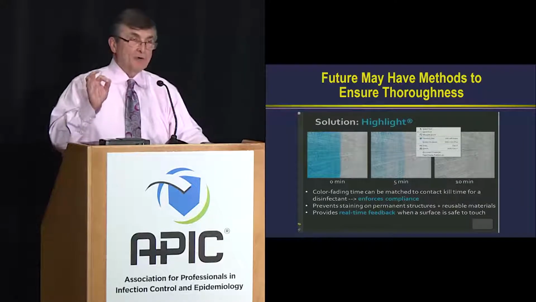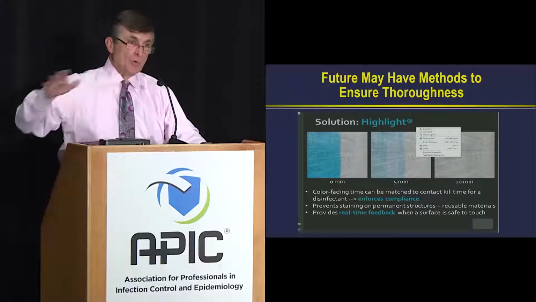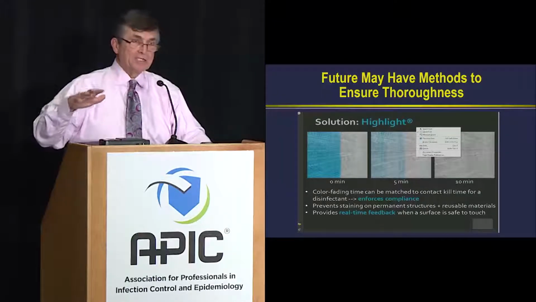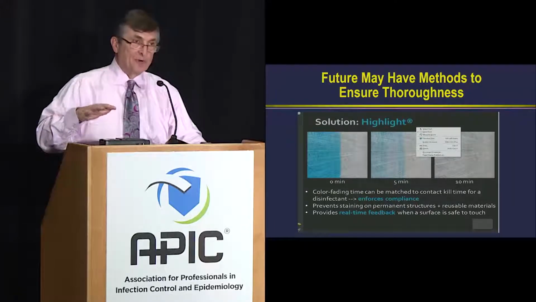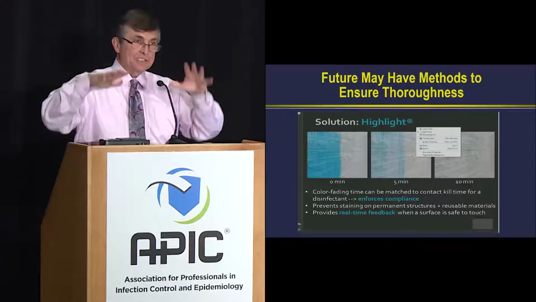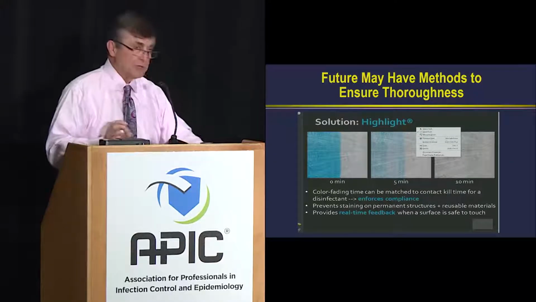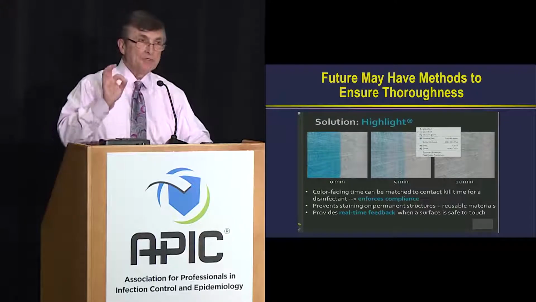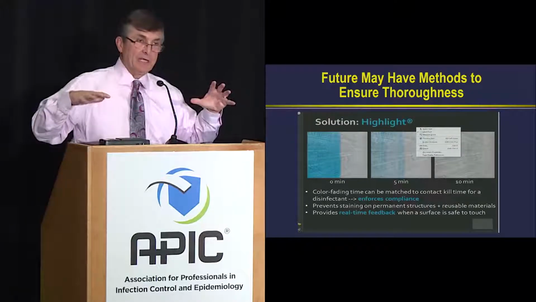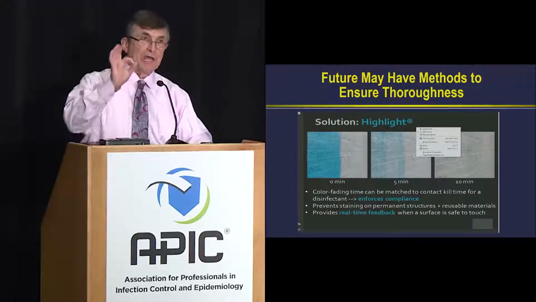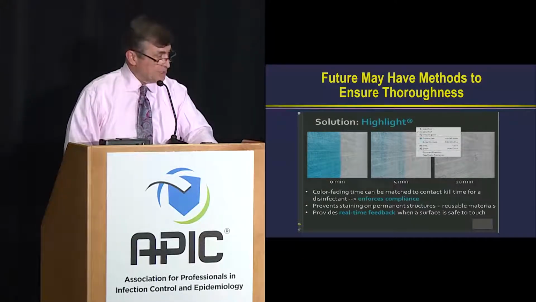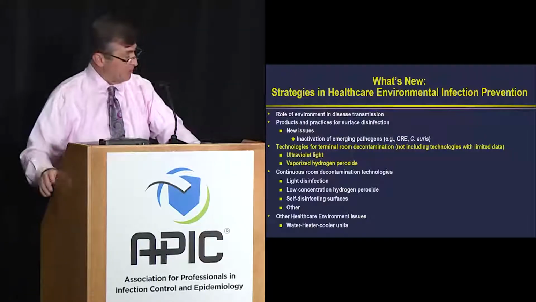It would allow, of course, environmental services to know where they have been, what areas they have essentially covered and what areas they have not covered. And of course, it fades, so the original color returns to the surface, and it can be used as a marker for thoroughness of cleaning, and possibly in the future as a marker for, of course, a certain level of antimicrobial kill. So possibly in the future that will be available.